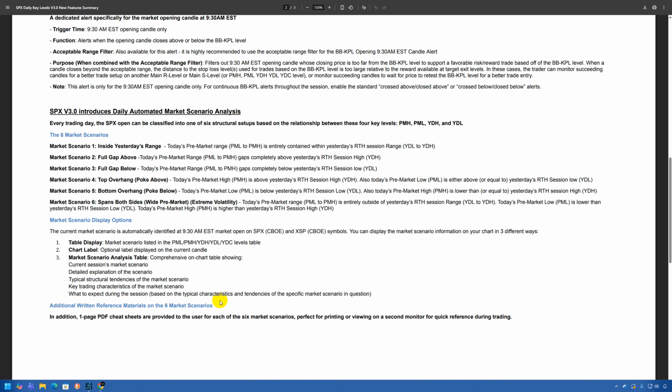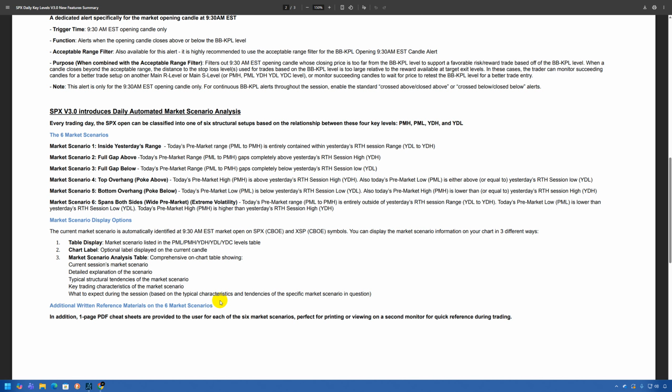Market scenario 3, full gap below, same thing except in reverse. Today's pre-market range, PML to PMH, gaps completely below yesterday's RTH session low, YDL. So again, it's not just that the open is below yesterday's low, but the entire pre-market range of SPX, the PML to PMH, has gapped completely below yesterday's RTH session low.